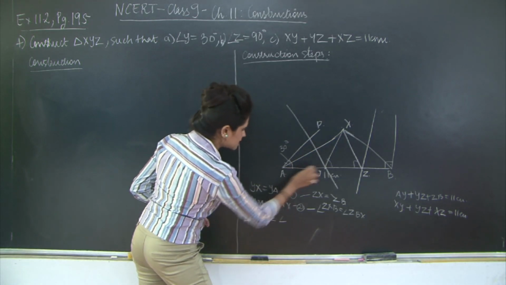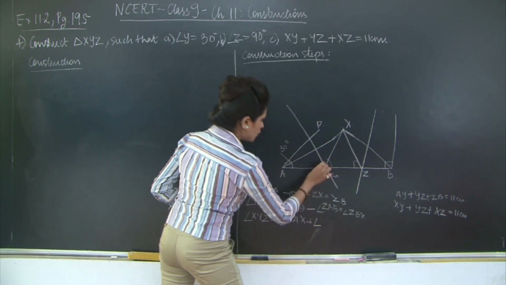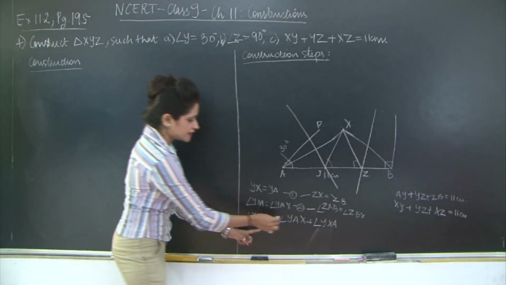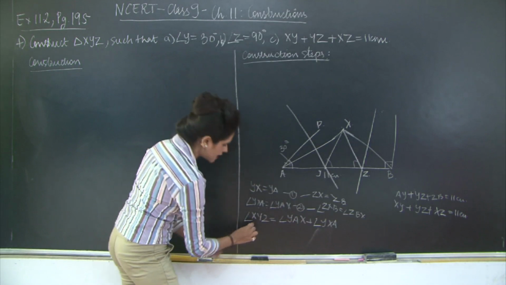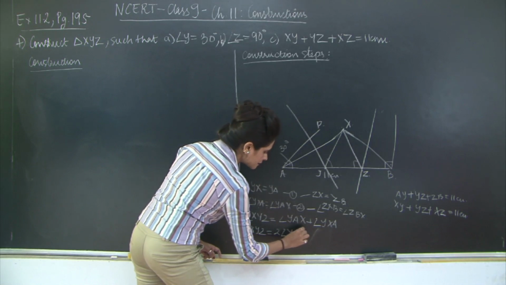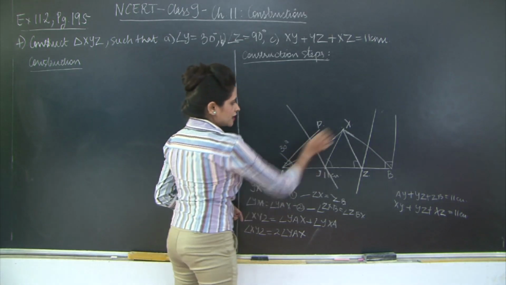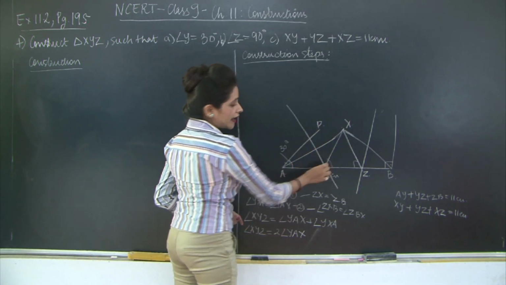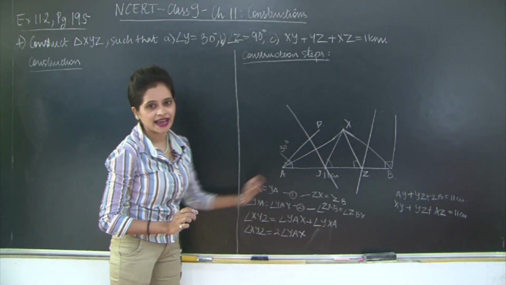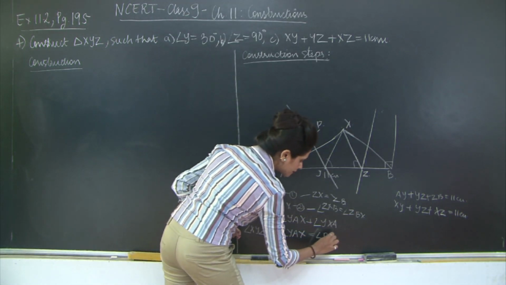So what are these two angles? YAX plus YXA. But these two angles are equal to each other. So instead of YXA, I am going to write YAX. Therefore, what do I get? XYZ is equal to twice angle YAX. But twice angle YAX is, let's say, this angle PAY, right? Because AX is the angle bisector of this angle. Therefore, what do I get? That this is equal to angle PAY.